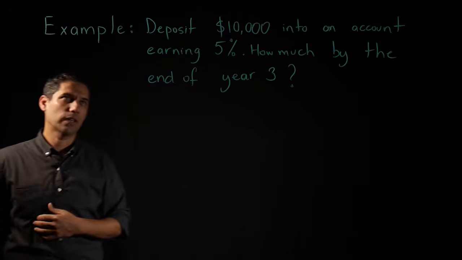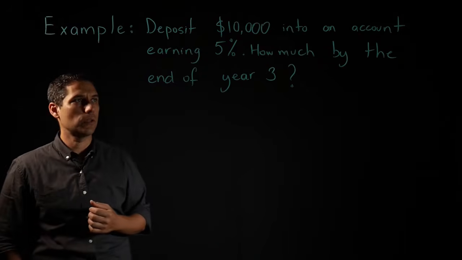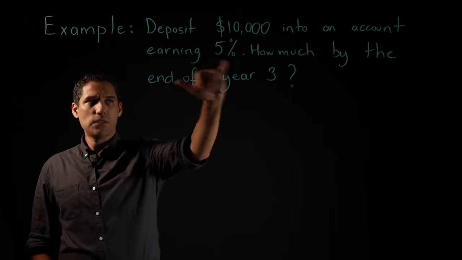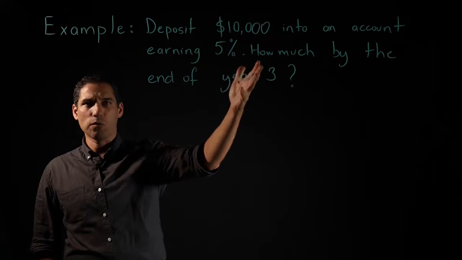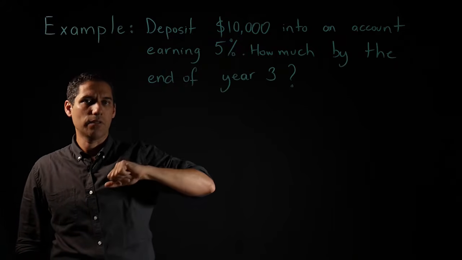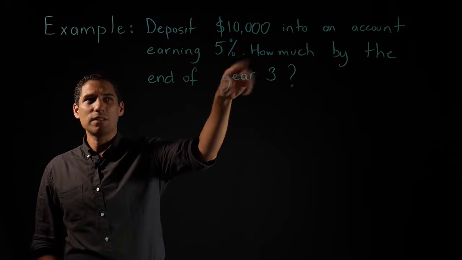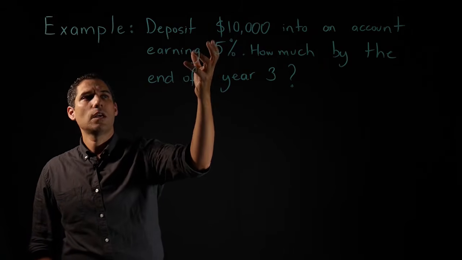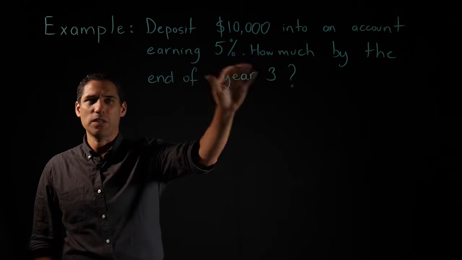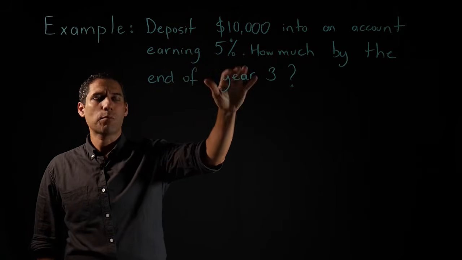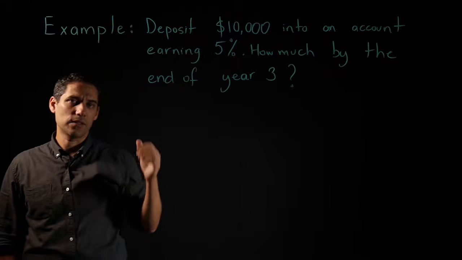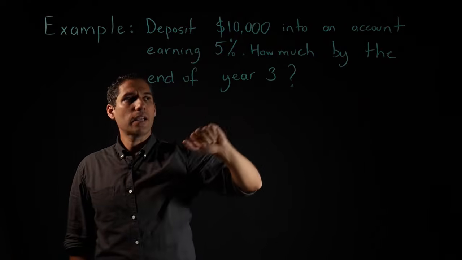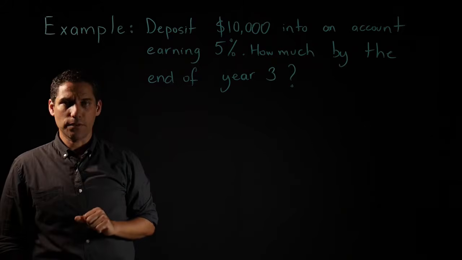So when we have a question like this, you deposit $10,000 into an account earning 5%, and when you see earning 5%, this implies interest rate, some sort of growth rate, so this is going to be the I in our equations. And when nothing else about the compounding frequency is provided to us, what we assume is this is an annual rate, right? Earning 5%, essentially it's implied that this is 5% per year, okay? How much will you have in the account by the end of year 3, all right?